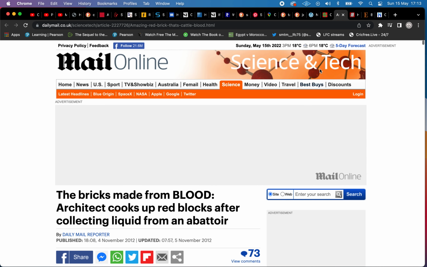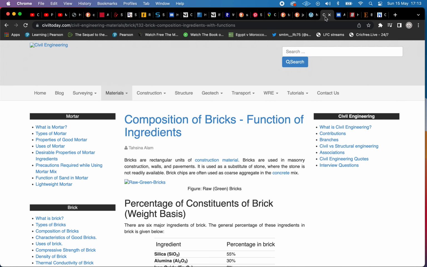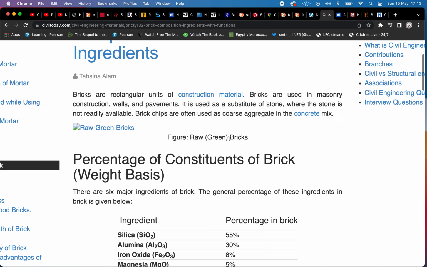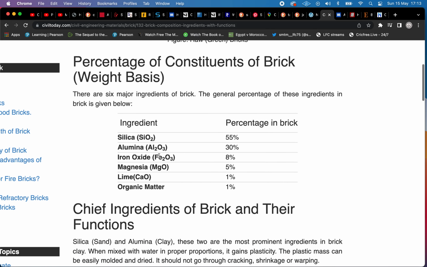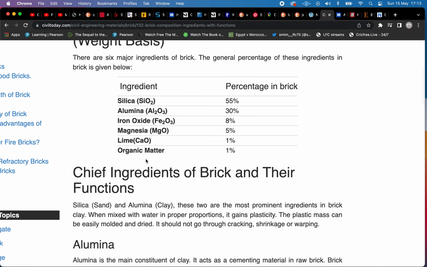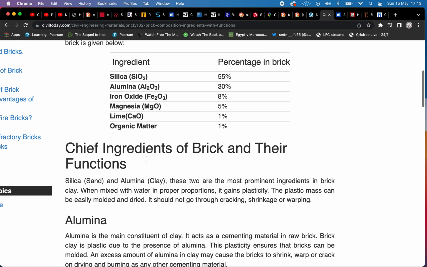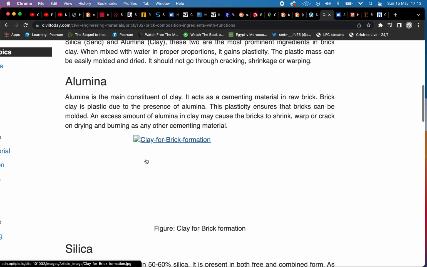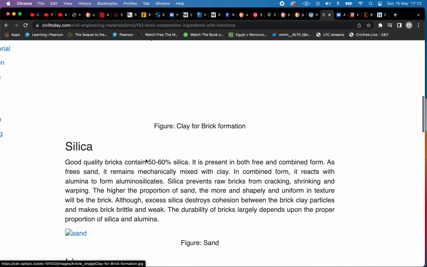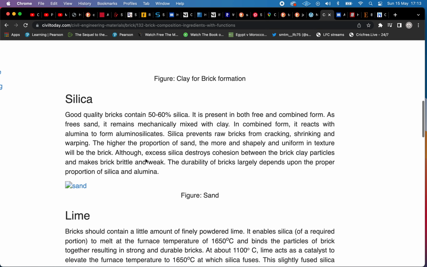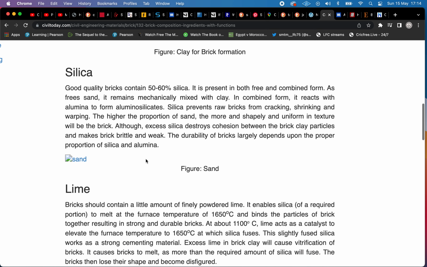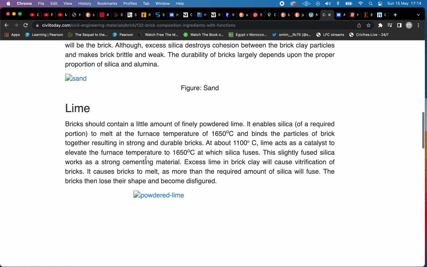So there seems to be a lot of mainstream acknowledgement that bricks can contain human blood. It mentions here iron oxide and lime and then organic matter in this brick. I mentioned there was something in this website about if there's too much of an ingredient, the bricks can melt.